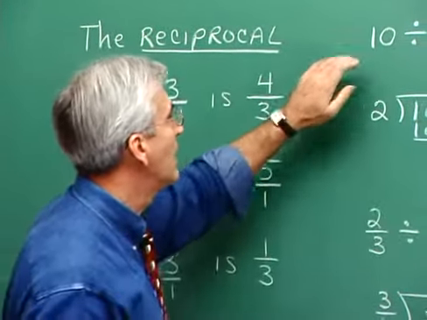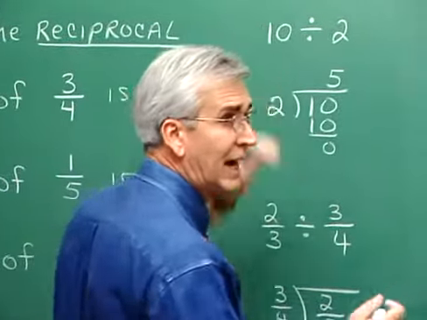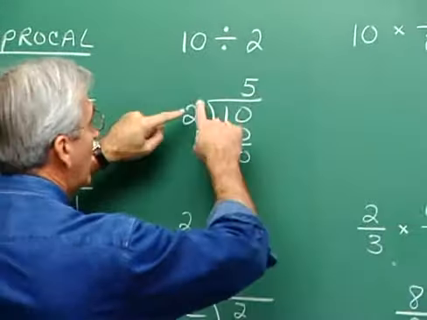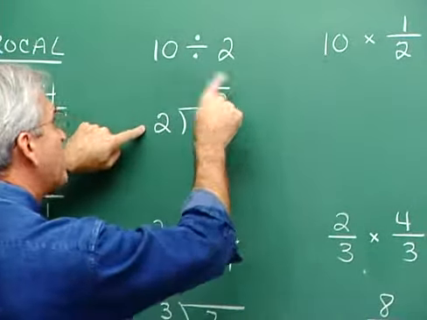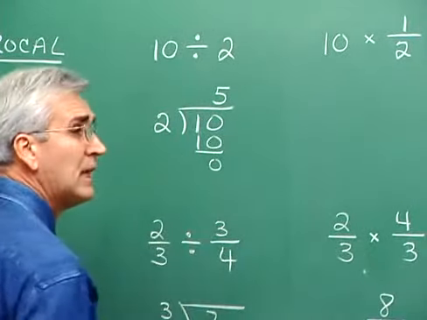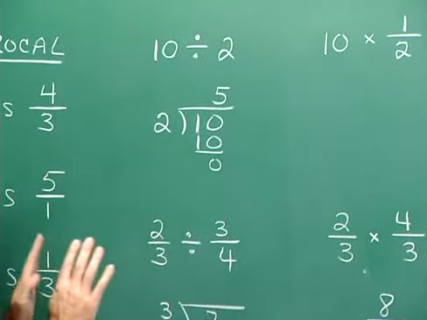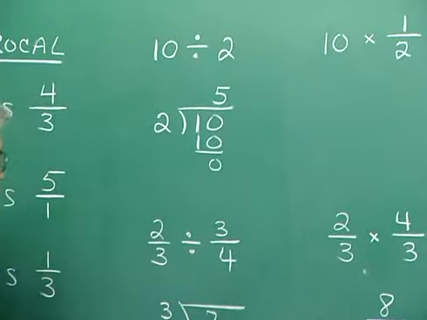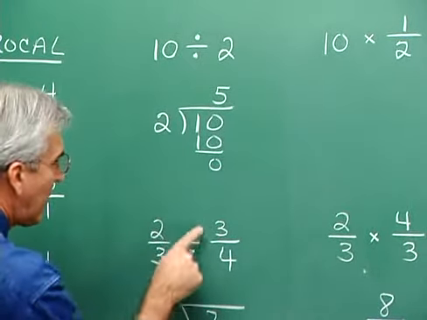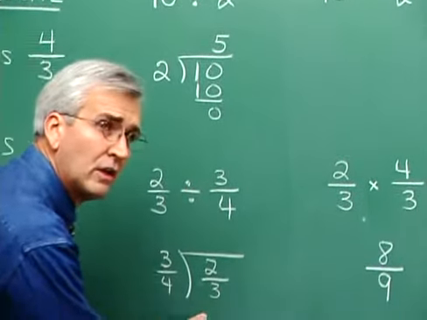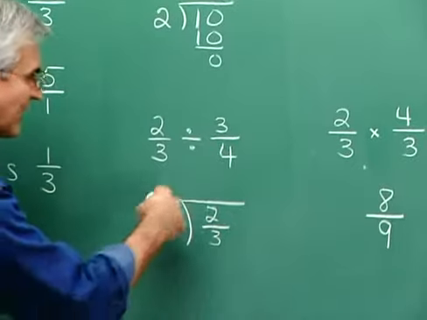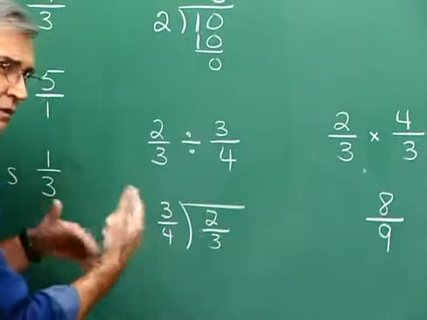We know that 10 divided by 2 is 5. We know that because we can go through the long division process. We can say 2 into 10 goes 5 because 5 times 2 is 10. Now, if we try to use the same strategy with fractions, though, look at what happens. 2/3 divided by 3/4. Well, that would be 3/4 into 2/3. You see, we don't use this process in order to deal with fractions.